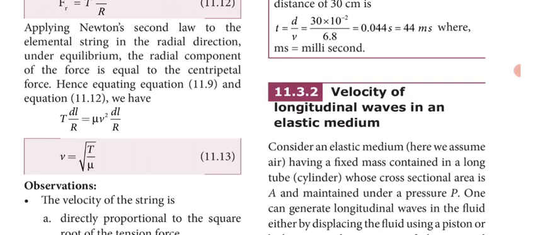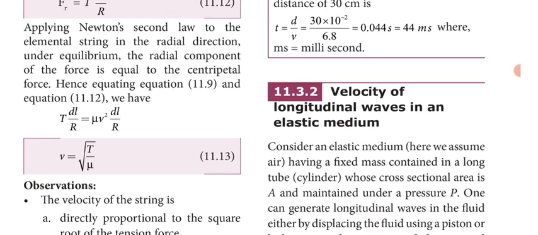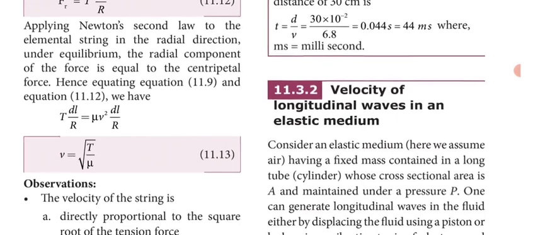dl gets cancelled because it is the same on both sides. So T is equal to mu v square. If you are finding v, the mu goes to the other side. So v square is equal to T by mu, and if you take the square root, v is equal to square root of T by mu.